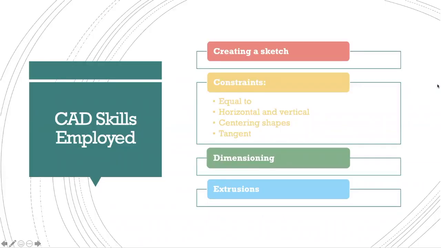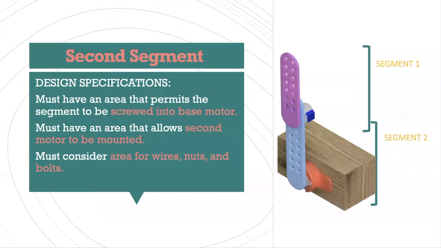So now that you've finished segment 1, you've learned a few of the basic skills needed to make anything in Fusion 360. You've learned creating a sketch, constraints, dimensioning, and extrusions. Next, we're going to CAD the second segment, and you're going to learn a few more skills needed to make a lot of parts in Fusion. We have some more design specifications for this.